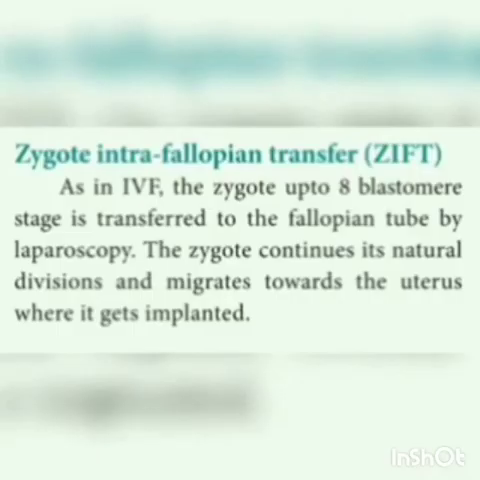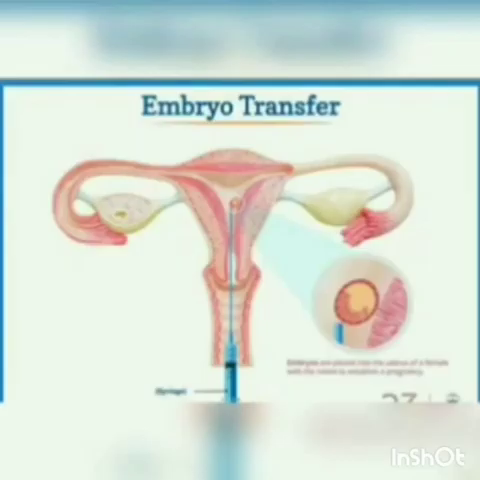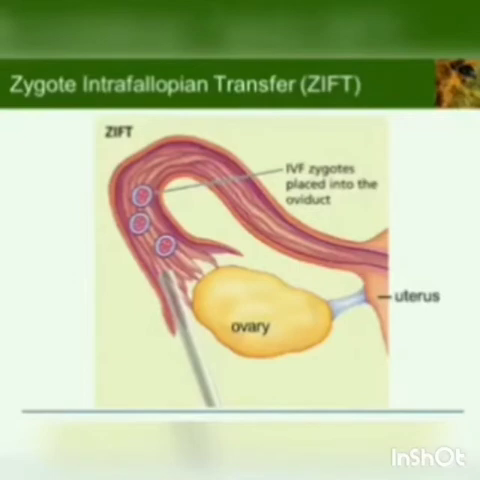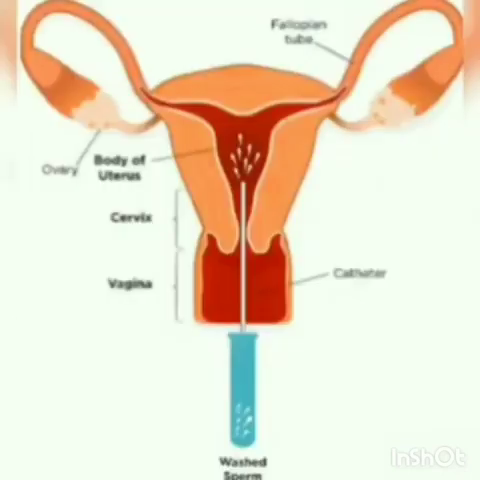Next one is the intrauterine transfer. Intrauterine: inside the uterus, the embryos are transferred. An embryo with more than 8 blastomeres is inserted into the uterus to complete its further development. In previous cases, in zygote intrafallopian transfer or IVF, you can see that the zygote is introduced in the fallopian tube, whereas in this IUT, intrauterine transfer, the embryos are inserted into the uterus directly.